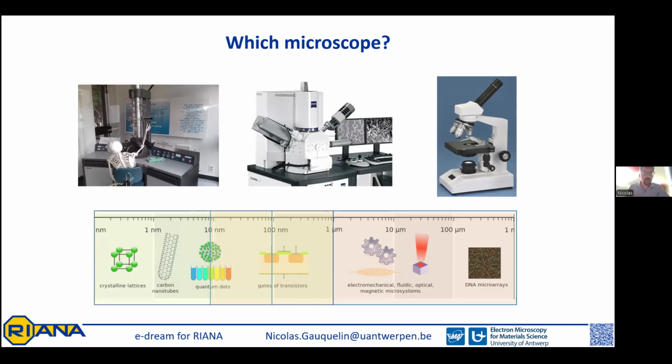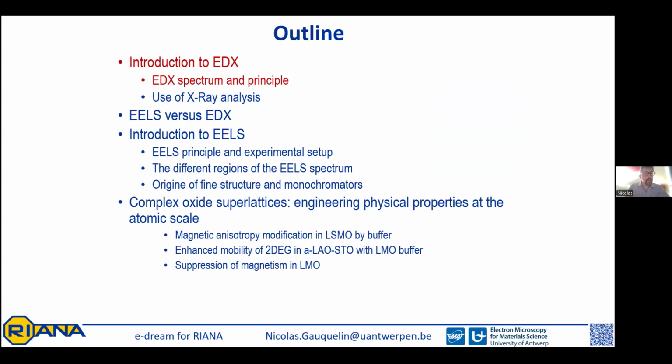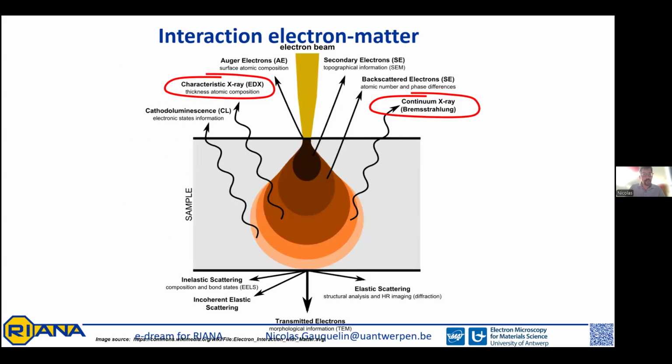With that electron microscope, you can do a lot of varied things, and one of them that I will introduce now is EDX. What is EDX? EDX is when your electron beam is interacting with the matter. You actually have a lot of rays that are generated and produced through that interaction. The two that are interesting for us right now are the continuum X-ray and the characteristic X-ray, which determines the elements that you see in the EDX spectrum.